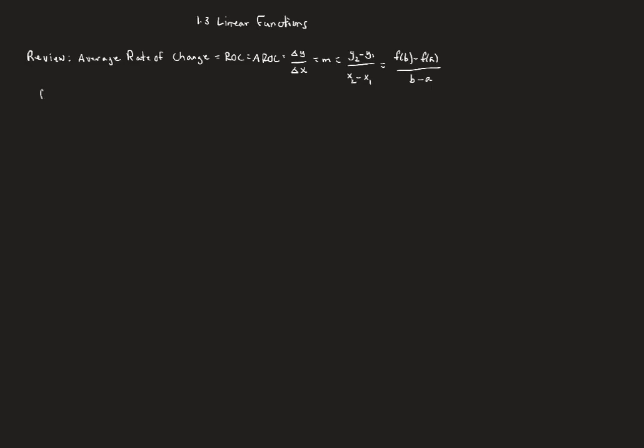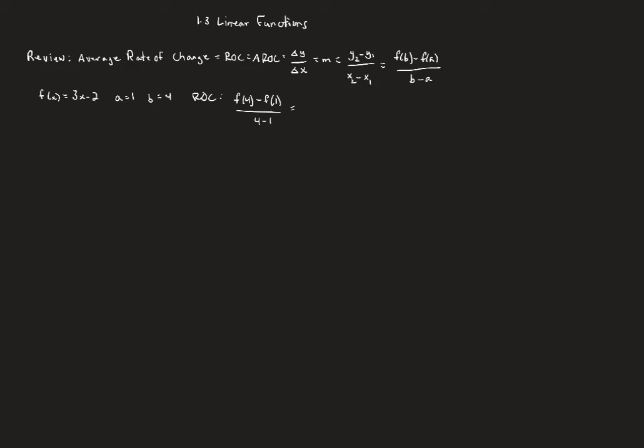So, for example, if we said our function f of x was 3x minus 2, and we said our a is equal to 1, and our b is equal to 4, then to find the average rate of change between x equals 1 and x equals 4, we would say f of 4 minus f of 1 all over 4 minus 1.